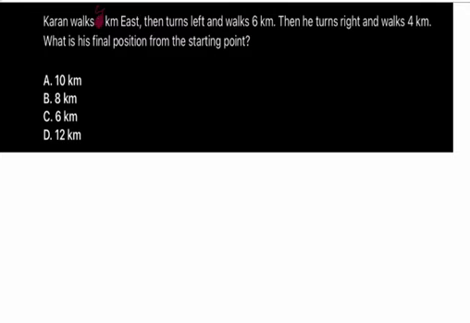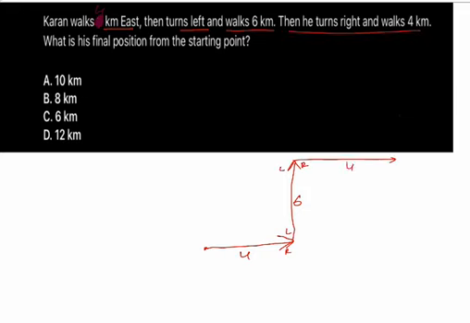Here it is very important. Karan walks 4 kilometers east. Then turns left. This is the right and this is left. Turns left and walks 6 kilometers. Then turns right and walks 4 kilometers. This is right and this is left.